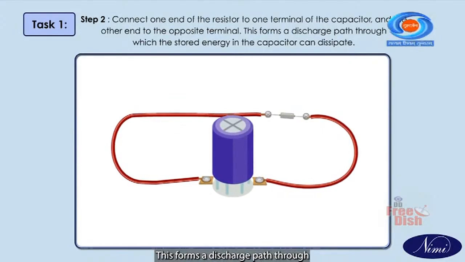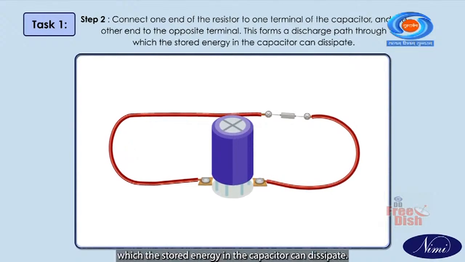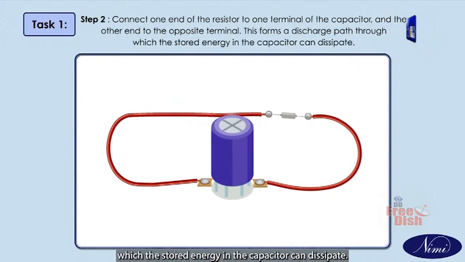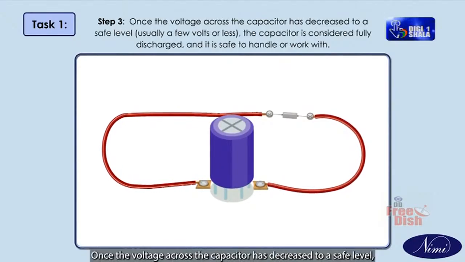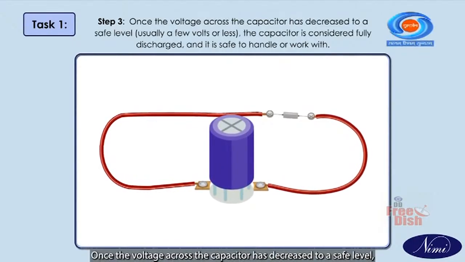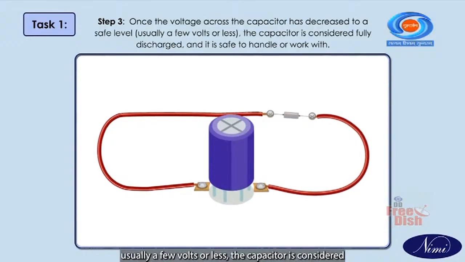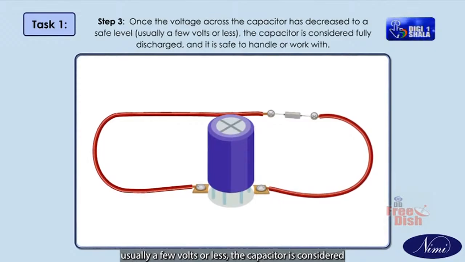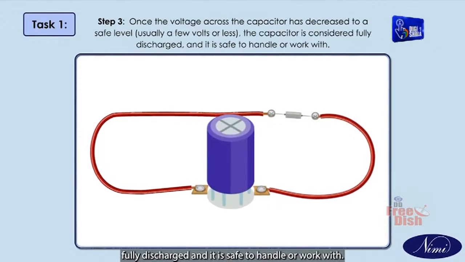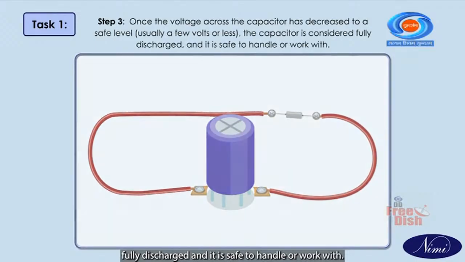This forms a discharge path through which the stored energy in the capacitor can dissipate. Step 3. Once the voltage across the capacitor has decreased to a safe level, usually a few volts or less, the capacitor is considered fully discharged and it is safe to handle or work with.